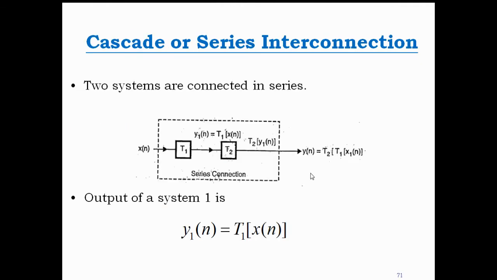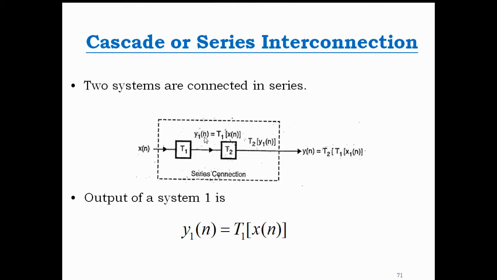First is called cascade or series interconnection. This particular symbol is used for two systems connected in series. If you look closely at this block diagram, it can be defined as follows: x of n was the original input, given to the first system. T1 is itself a system. So we gave x of n to T1, and as the output of the first system, you will get the first output, called y of n. So it is quite logical.